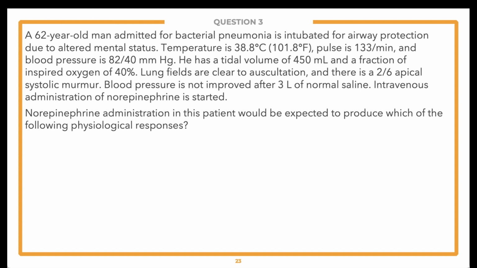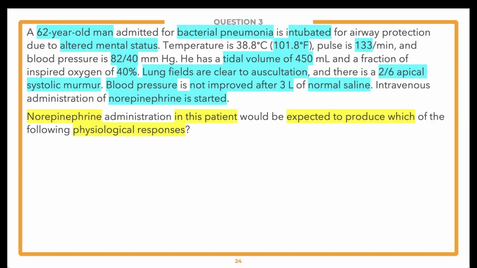Well, thank you very much, Jeff. Once again, we'll show you what's important here, in our opinion. We've got the age, 62 years old, bacterial pneumonia, intubated, altered mental status, a fever, pulse is 133, blood pressure 82/40. Look at that tidal volume of 450, and that fraction of inspired oxygen of 40. Lung fields are clear, but there is a 2/6 apical systolic murmur. Blood pressure is not improved after 3 liters of saline, so they give norepi.